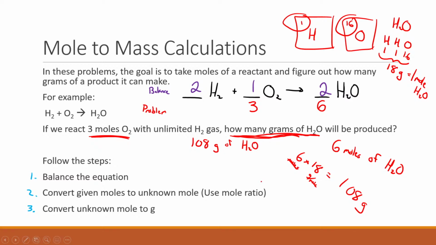It's the same setup, right, as what we were doing before. We're still balancing and converting using our mole ratio, but now at the end we're also going to do a conversion using the masses on the periodic table to get grams of our mystery thing instead of moles of our mystery thing. That one added step is the convert to grams.